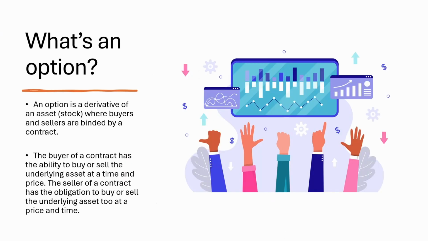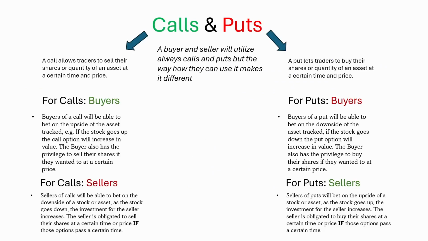Now, with that in mind, what's an option precisely? Well, an option is a derivative of an asset, let's say a stock, where buyers and sellers are bound by a contract. The buyer of a contract has the ability to buy or sell the underlying asset at a certain time and price. The seller of a contract has the obligation, on the other hand, to buy or sell the underlying asset too, at a price or time. Now, looking at options precisely, you're always going to see two things, and they're calls and puts. A buyer and seller will always utilize calls and puts, but the way they use them makes them different.